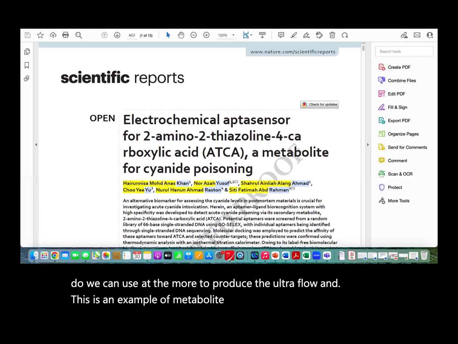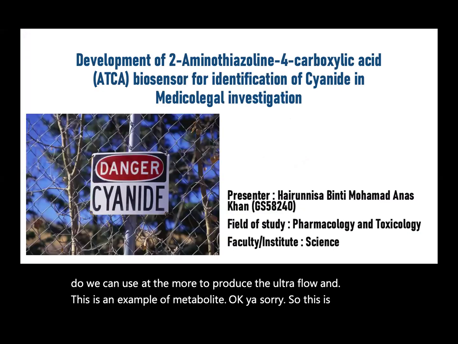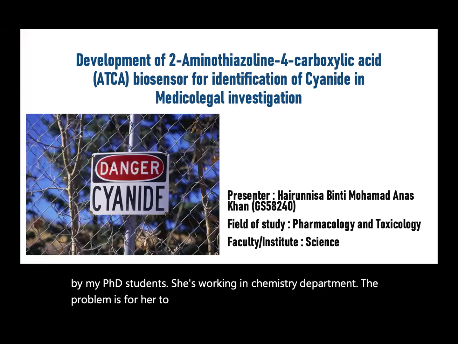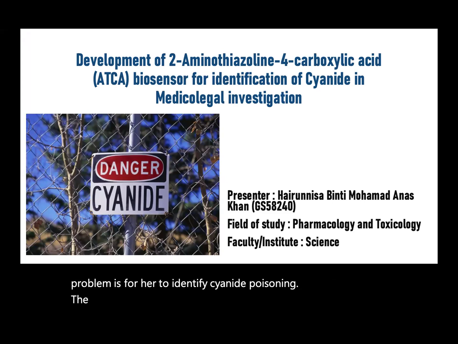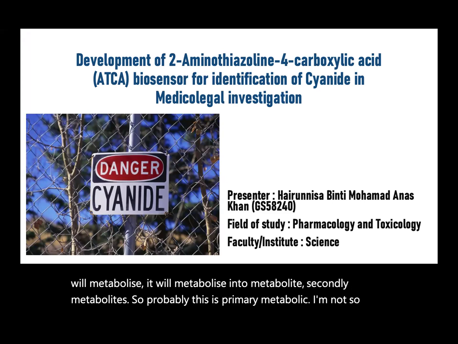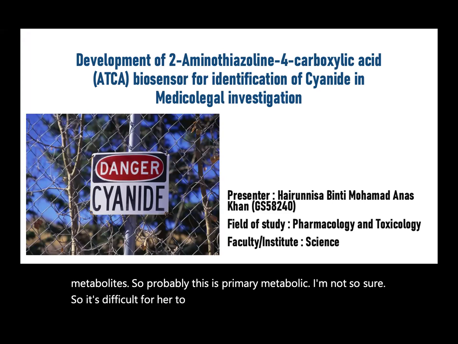So this is a project by my PhD student. She's working in the chemistry department. The problem is for her to identify cyanide poisoning. The issue with cyanide is it is not stable. Once in the body, it will metabolize into a metabolite, a secondary metabolite. Probably this is the primary metabolite, I'm not sure. So it's difficult for her to analyze.